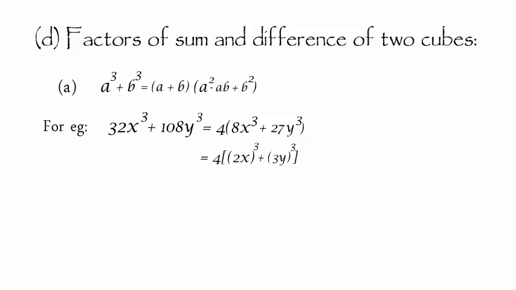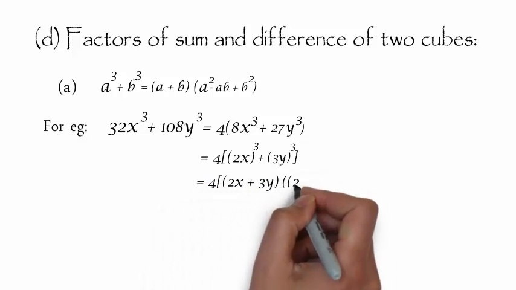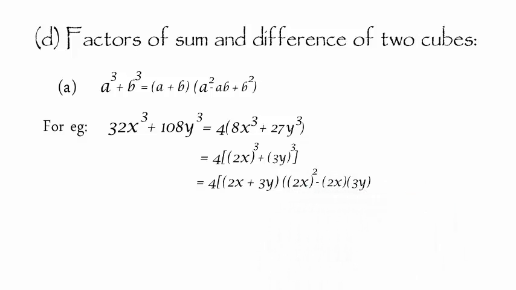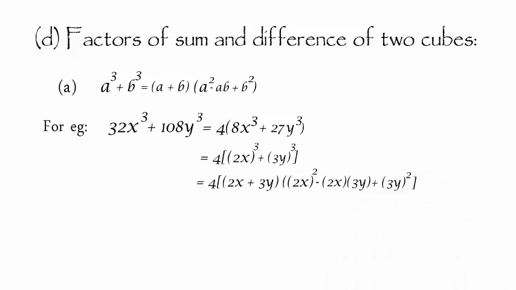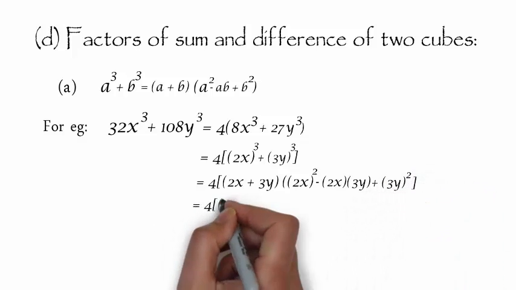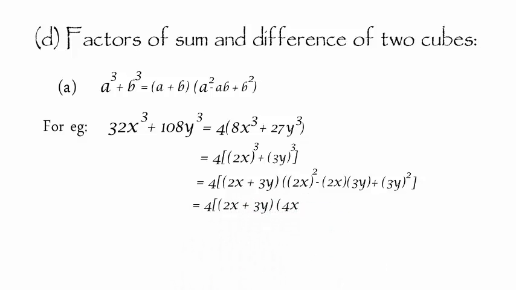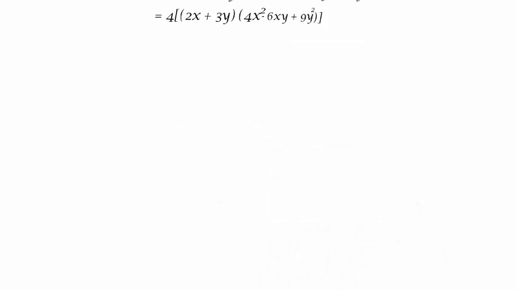So we can write it as 4(2x + 3y)((2x)² - 2x·3y + (3y)²). We will simplify this. 4(2x + 3y)(4x² - 6xy + 9y²).